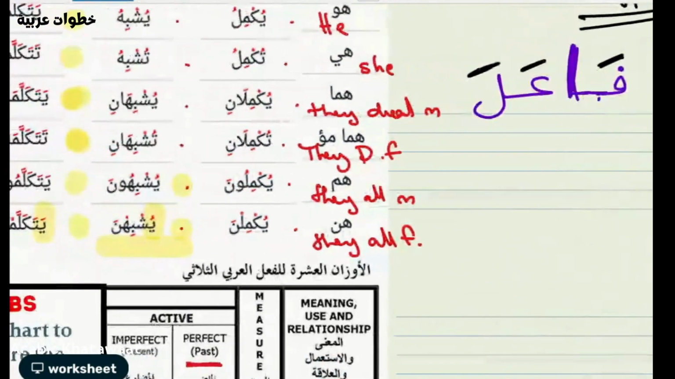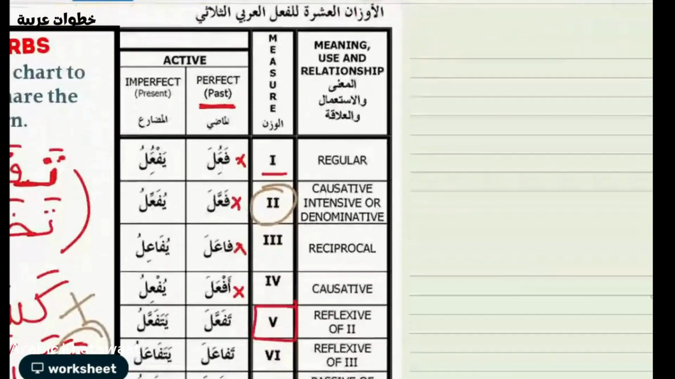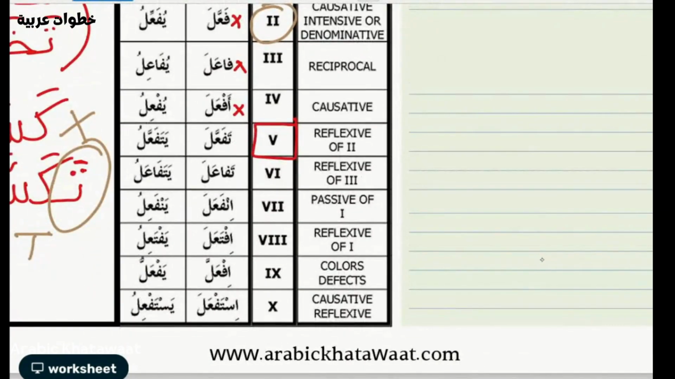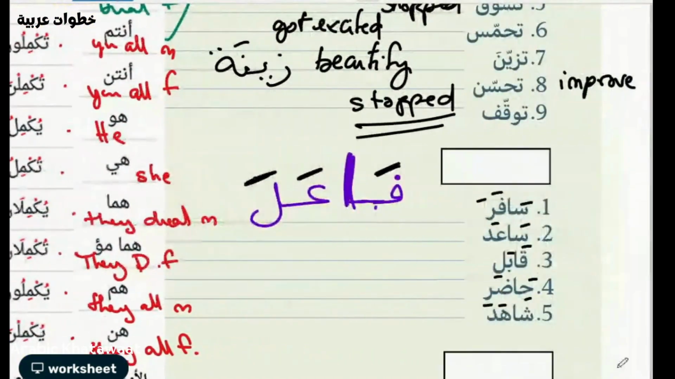So here I go. فاعل. Where's فاعل? Oh, it's form 3. See it? فاعل. The present tense will be يفاعل. So form 3. I go back to my worksheet and I write form 3. Now, يفاعل, that's what it told me.